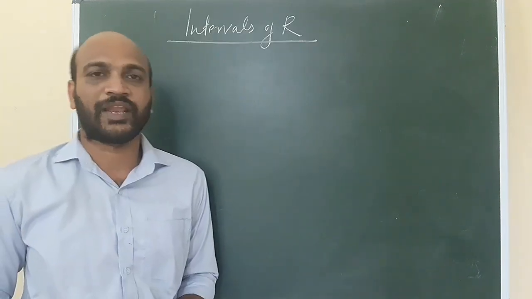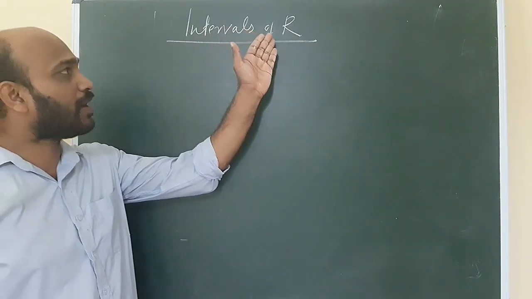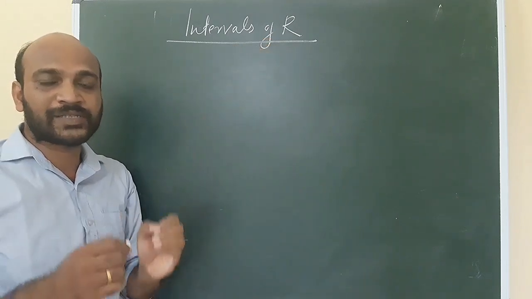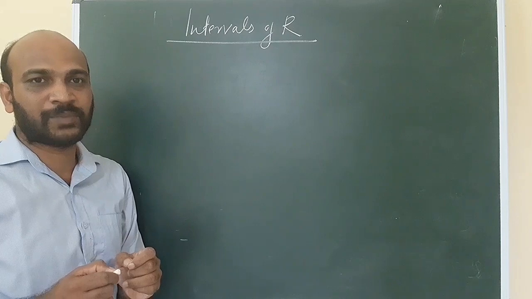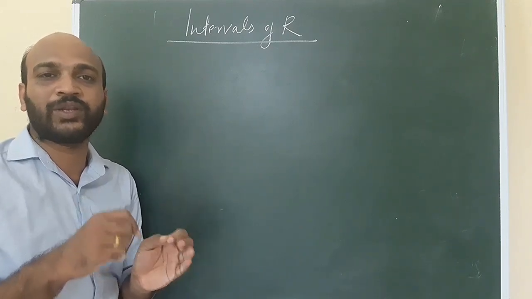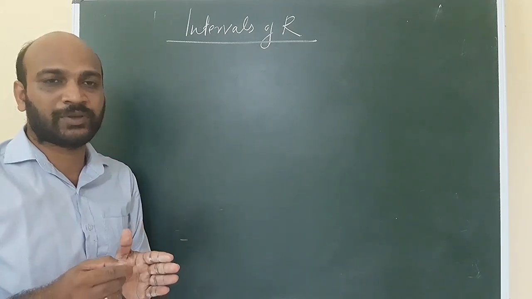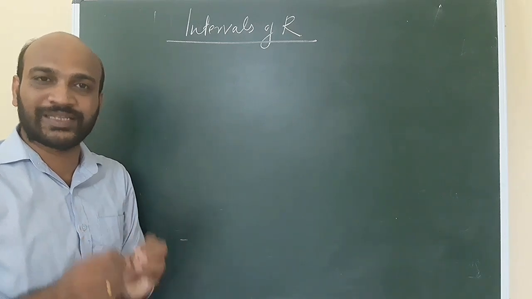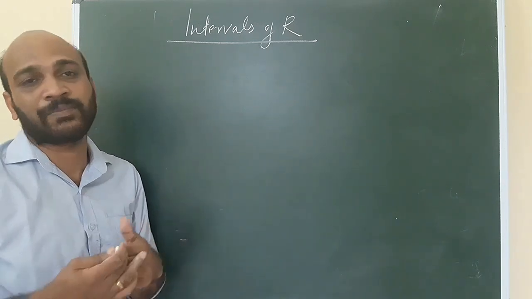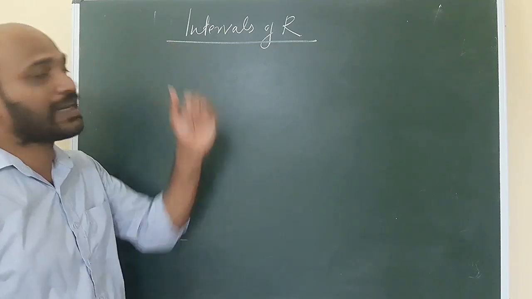Okay. Next topic, that is intervals of R. How can we represent a subset of real numbers? We cannot list all elements. Suppose you want to write all real numbers between 2 and 3. It is not possible because 2, 2.1, 2.01, all those numbers we cannot list separately. So we have to apply some other method. For that we are using intervals.